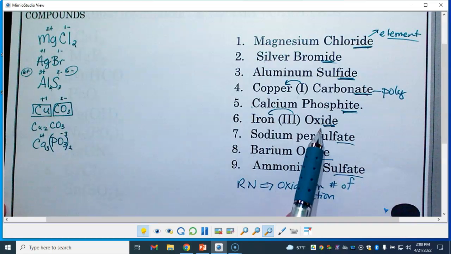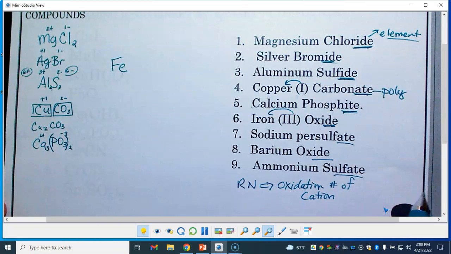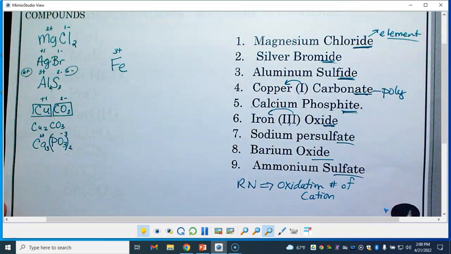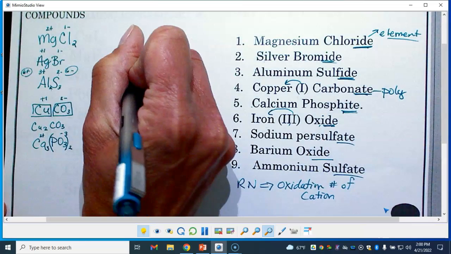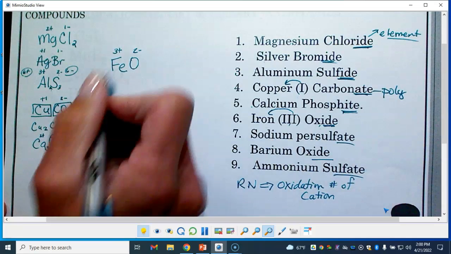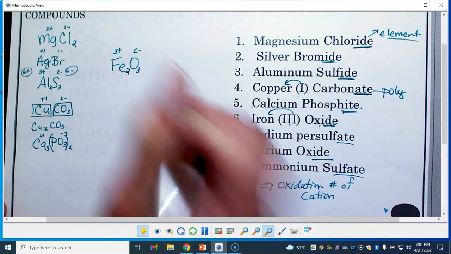So iron 3 oxide, come over here, is Fe. The 3 tells me that iron is +3 in this case. Oxide is oxygen, and it's -2. So who needs subscripts? Both. Iron needs what? Let's go with iron. Yep, 2. And oxygen needs 3.